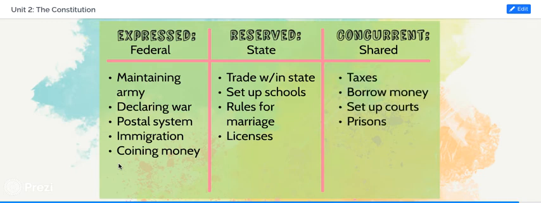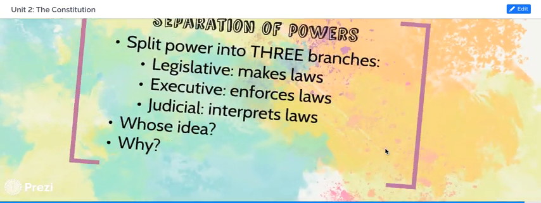All right, and then shared powers. You pay 2 sets of taxes at minimum. They can both borrow money. They can both set up courts. So if somebody murders someone else, that is breaking both a federal and state law. You could go to either federal or state prison, all right, after going through the federal or state court system. All right, and let's do the last couple ones.